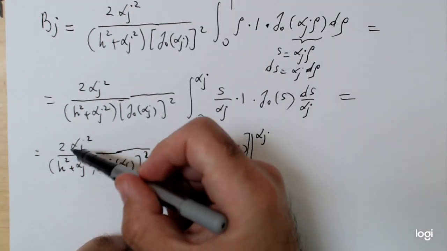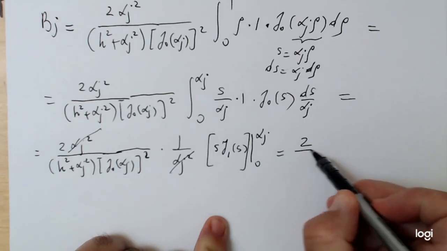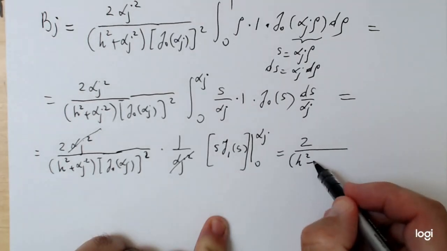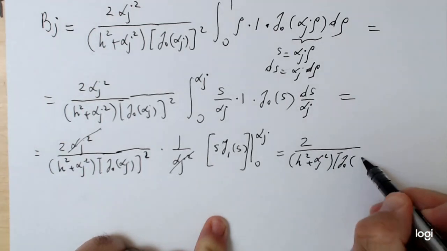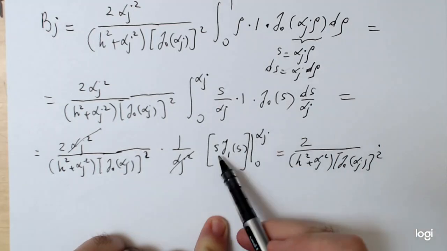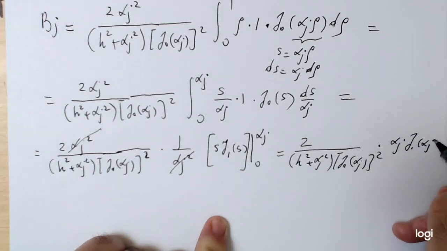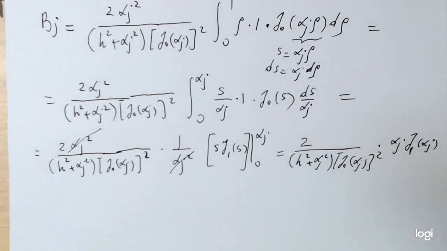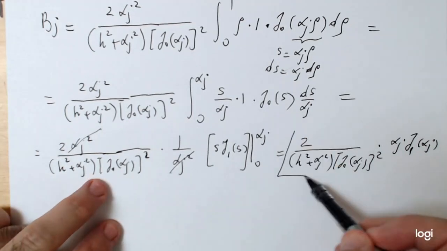Let's see, some cleanup here. Alpha j squared cancels. We have 2 over h squared plus alpha j squared, J naught of alpha j squared. And when I plug in alpha j for s, I have alpha j, J1 of alpha j. And this is the formula for the coefficient, for the Fourier coefficient.